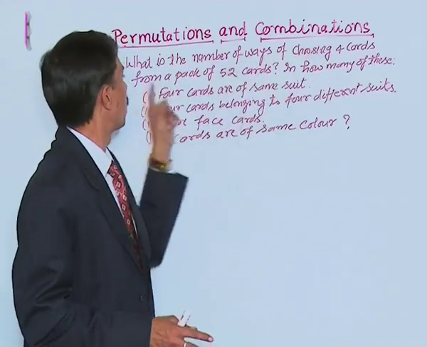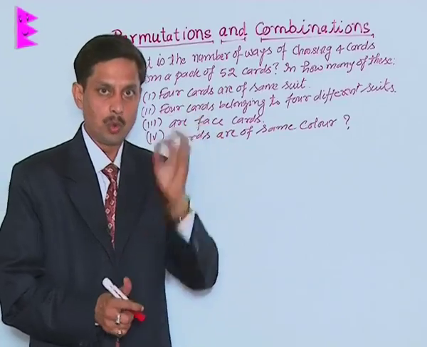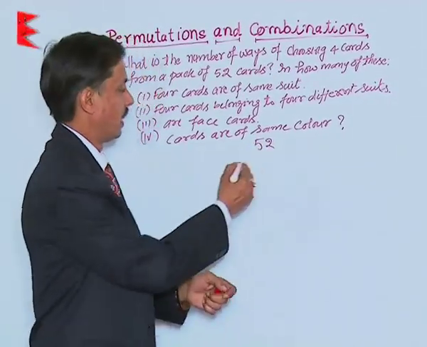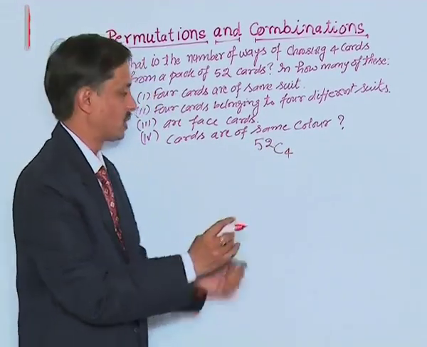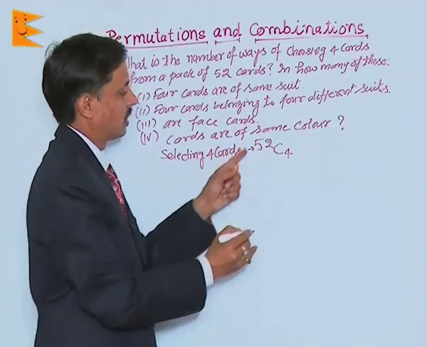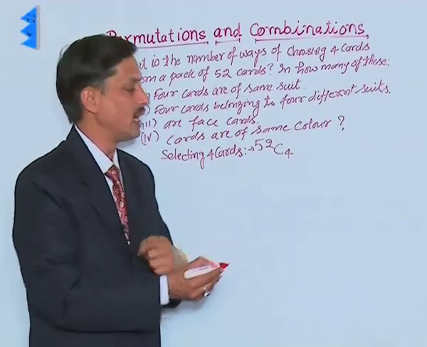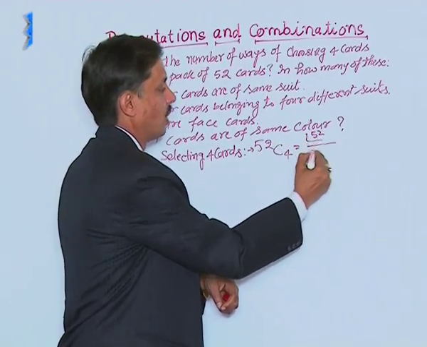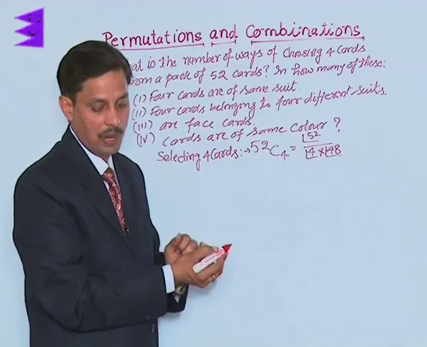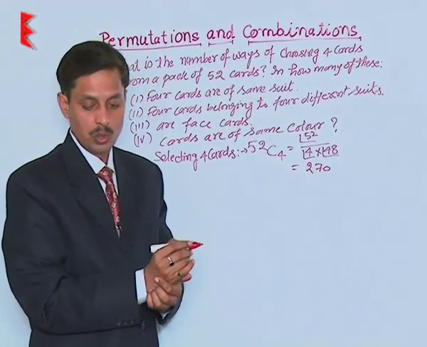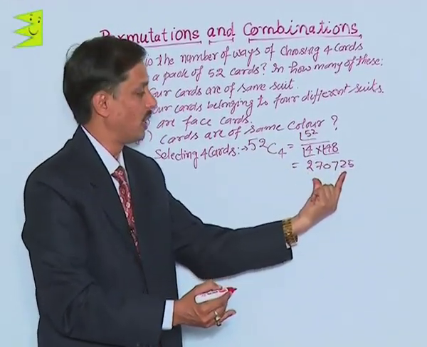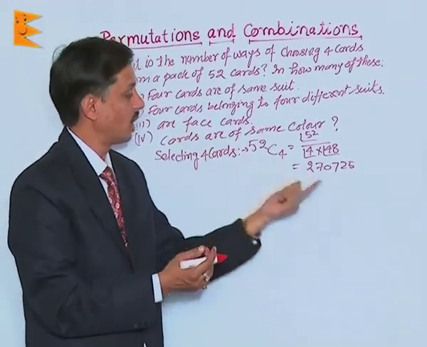What is the number of ways of choosing 4 cards from a pack of 52 cards? So first question: if I have 52 cards and I want to select 4, then the answer is 52C4. That is the direct answer. If I apply the formula nCr, that is factorial n, that means 52, factorial r, that means 4, and factorial n minus r, which is 48. If we simplify it, the result will come 270725. So after simplification, this is the total number of ways of selecting the 4 cards from a group of 52 cards.